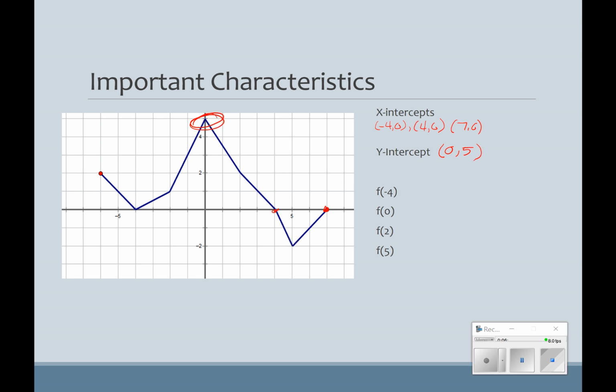Then we want to look at where, again, this says what is y when x is negative 4. So if I come over here to negative 4, y is 0. When x is 0, y is 5. When x is 2, y is 2. And when x is 5, y is negative 2. So that's all that's asking me. When x is this number, what's y?